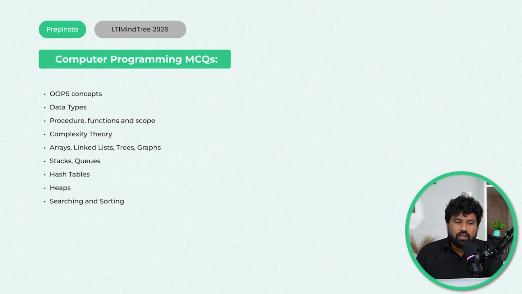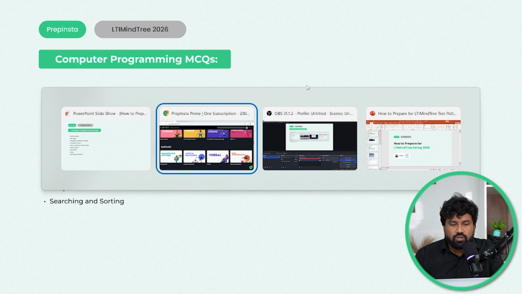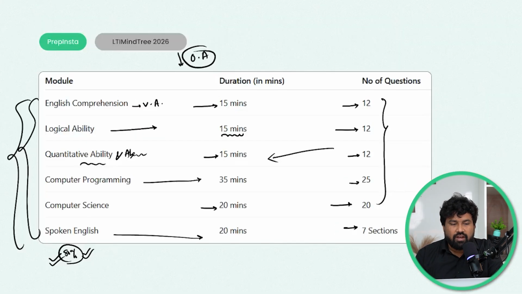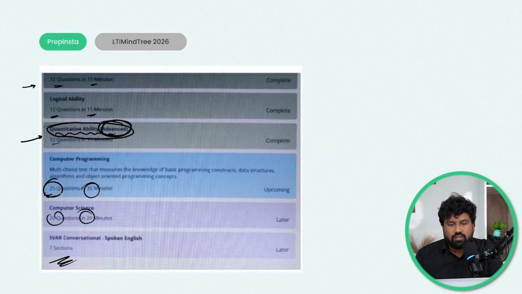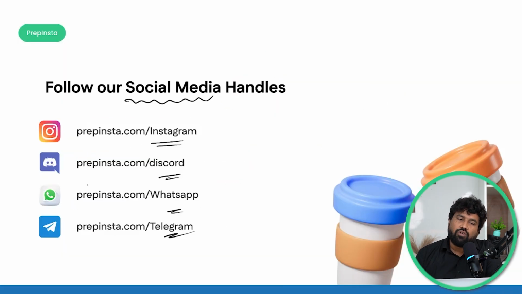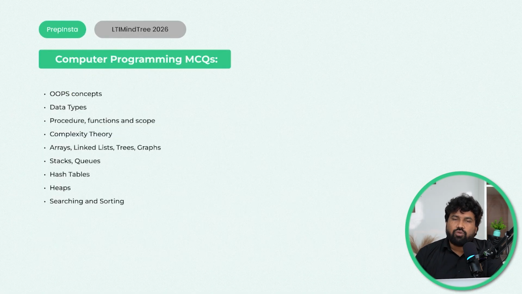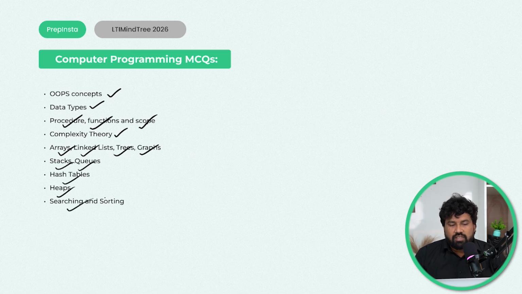Okay. And next, when coming to the computer programming MCQs. So guys, here you can see in the screenshot they have given simply 25 questions, 35 minutes. 25 questions, 35 minutes means obviously MCQs, right? So they will ask you the questions of MCQs on object oriented, data types, procedure oriented, functional oriented, and object oriented, and scope of the variables, and complexity theorems like time complexity, space complexities, and arrays, linked list, trees, graphs, stacks, queues, hash table, heap, and searching and sorting.